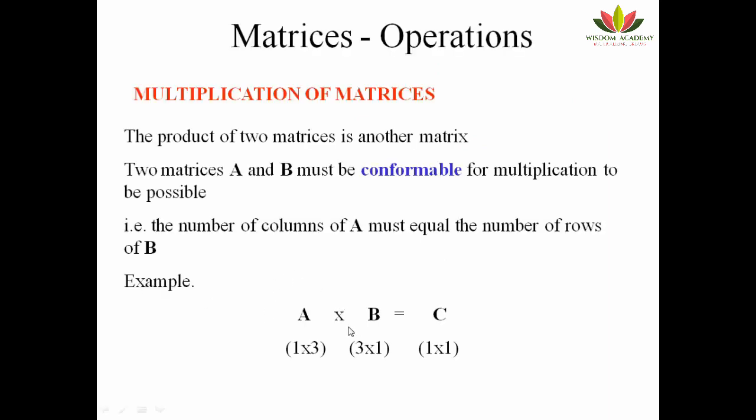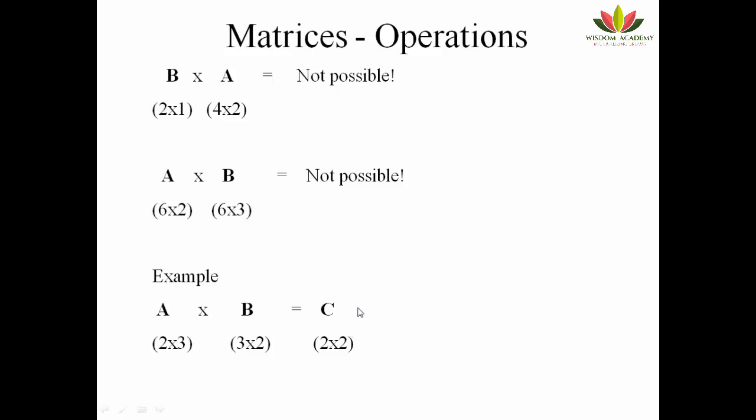Now think, guys, whether we can multiply this kind of matrices, that is, matrix B with 2 by 1 and matrix A with 4 by 2. Not possible, right? Because the number of columns in the A matrix and the number of rows in the B matrix are not equal. So multiplication of B cross A is not possible. Similarly here, it is 2 here and it is 6. Is it possible? No, not possible.